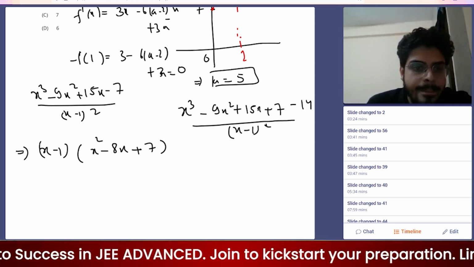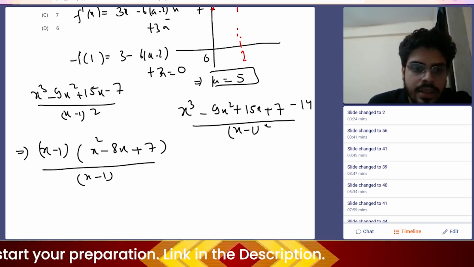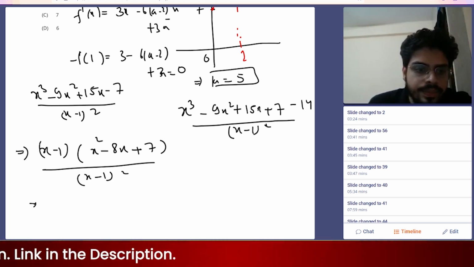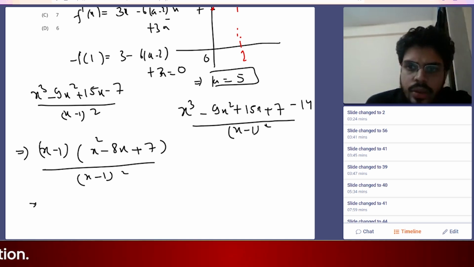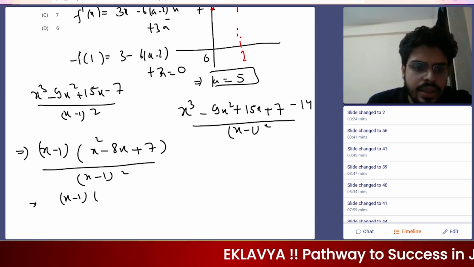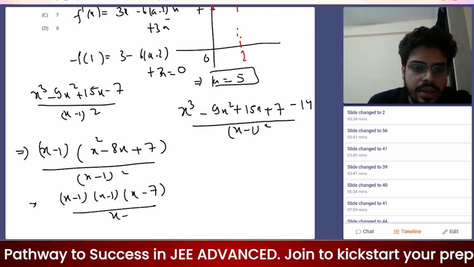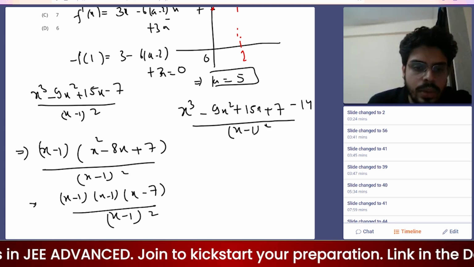15x. Plus 8x and 7x. Yes, this is right. And x minus 1 whole square. Now, again, I think this is a quadratic equation, so we can split the middle term. I think 1 and 7. So x minus 1 into x minus 7 upon x minus 1 whole square.